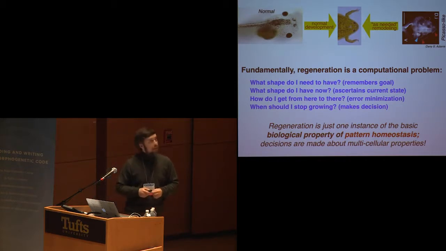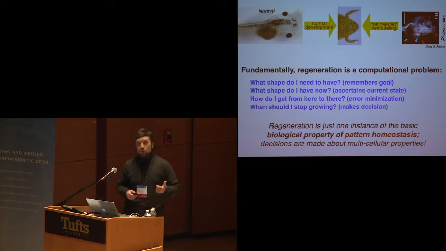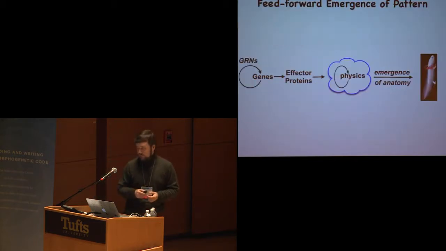So as a computer scientist, you look at this and you say, okay, well, fundamentally, this is a computational problem. These guys have to know what shape it's supposed to have. They need to know what shape they have now, and they need to know how to get from here to there, and then they need to know when they should stop growing. So one way to think about this is as a general property of pattern homeostasis. Development, regeneration, all of this is a kind of pattern homeostasis where the system is trying to maintain and get back to a large-scale anatomical state.